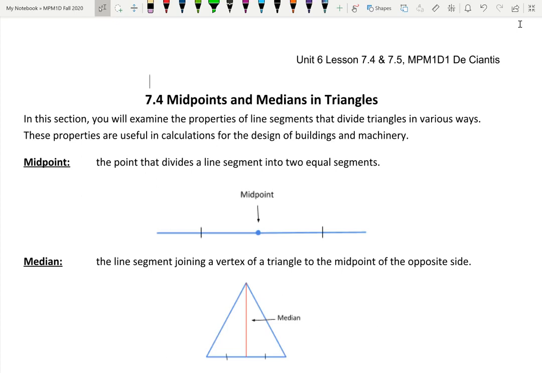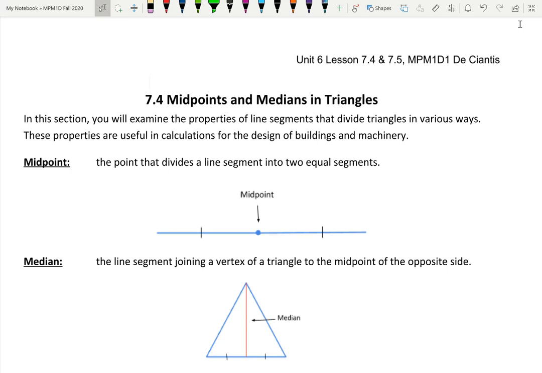Welcome to the last lesson of Unit 6, which is Chapter 7.4 and 7.5 in the textbook. We'll start off with 7.4, midpoints and medians in triangles. This is an important lesson for you to understand because you will continue applying these concepts in grade 10 math.